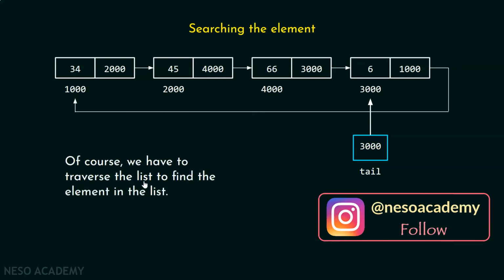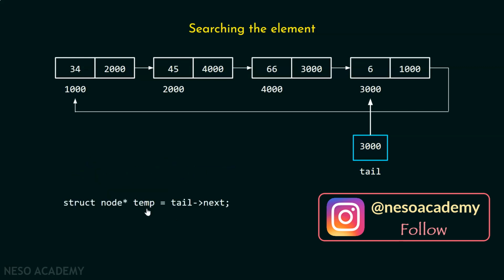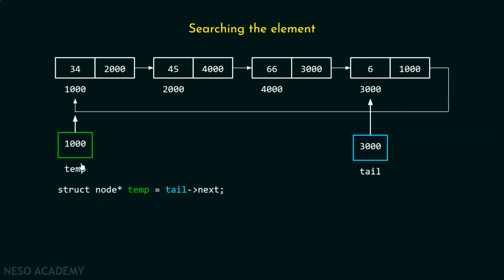Of course, we have to traverse the list in order to find the element in the list. Definitely, traversal procedure is required because we have to search for an element in a list, right? For this, we need a temporary pointer. And that's why I have declared here a temp pointer, and it must be assigned with tail next, right? That means temp pointer must point to the first node of this list.